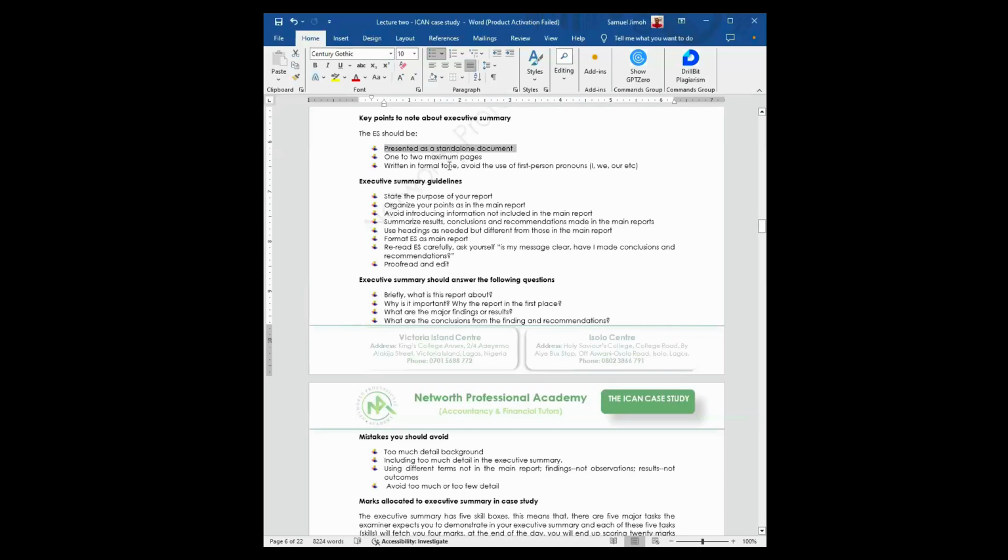Right. So it has to be a standalone document. The executive summary that you produce should represent everything that you have done in the body of the report. Now the other point is executive summary should not be more than a page or a maximum of 2 pages. Once you are writing more than a page, it means it's time for you to sit down.